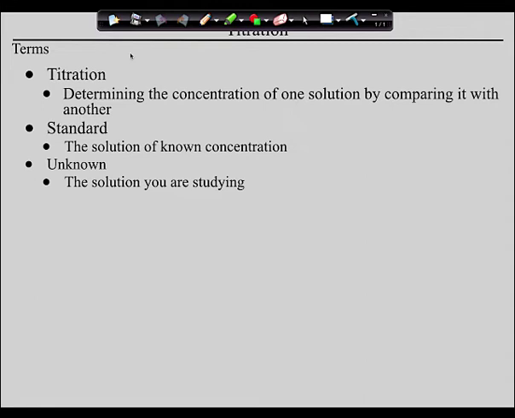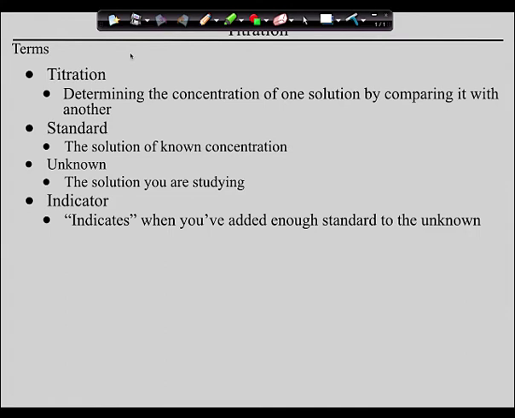Well, guys, how do you know when to stop when you're doing a titration? And guys, the answer is this. You need what is called an indicator. And an indicator indicates the point when you've added enough standard to the unknown. Now, how much standard do you need to add? These are acid-base reactions, so the answer will be when it's neutral, when it's pH 7, because then you've added enough base to the acid to completely react with it. So that would be the indicator.